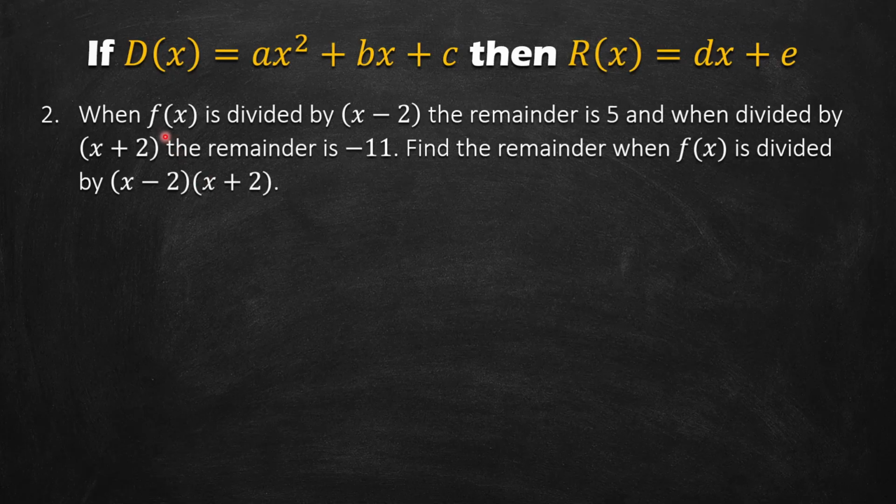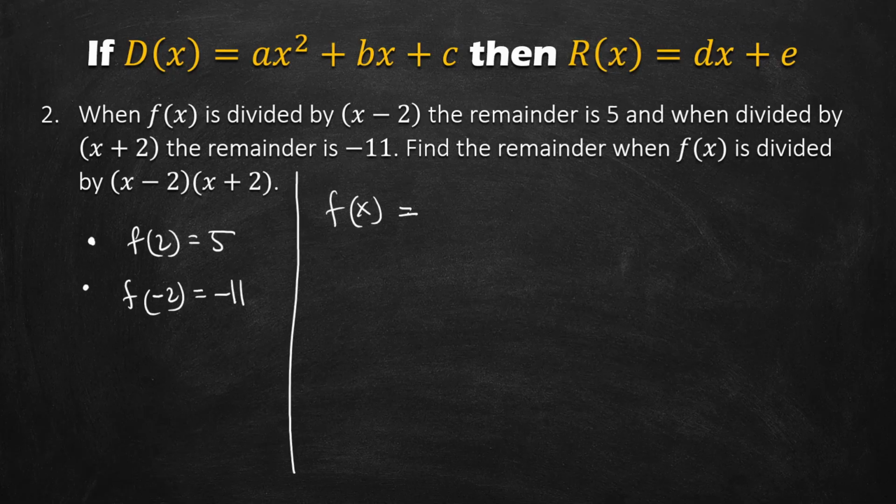I already mentioned in the beginning that this is an impossible problem to solve because we do not know the value of the function here. But now let's solve this one using the remainder theorem. First information: when f(x) is divided by x - 2, the remainder is 5. So we get f(2) = 5. Next, when divided by x + 2, it means that f(-2) = -11.